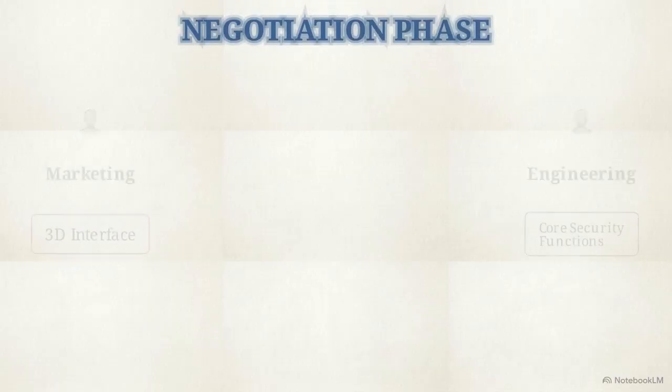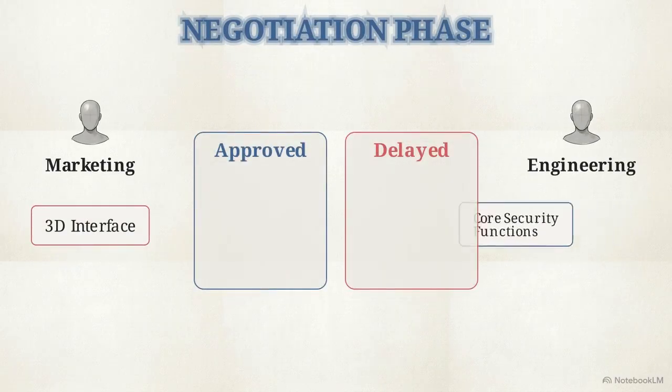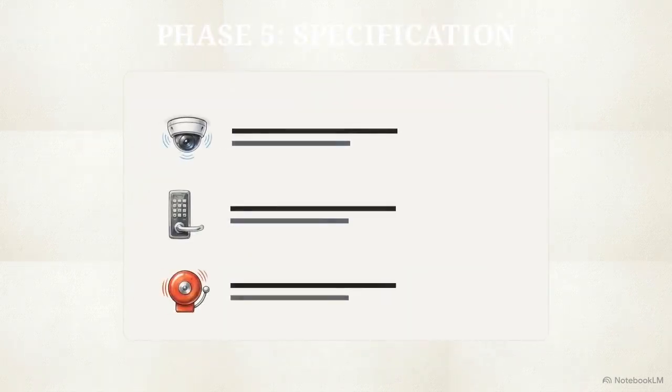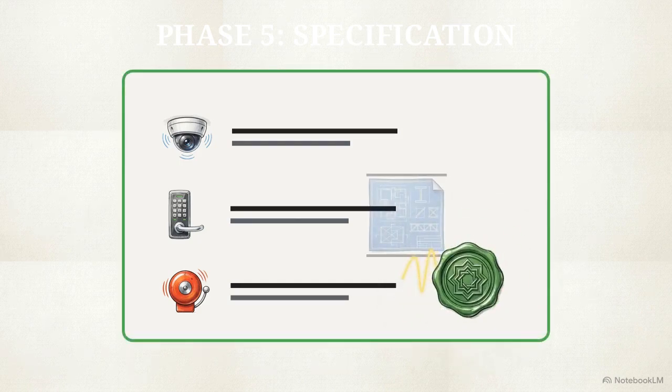This is resolved in the negotiation phase. The goal is to reach a prioritized win-win compromise. That compromise is then documented in the specification phase. This acts as a binding contract detailing what will actually be built.